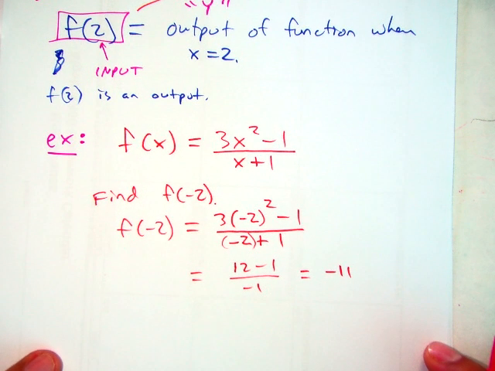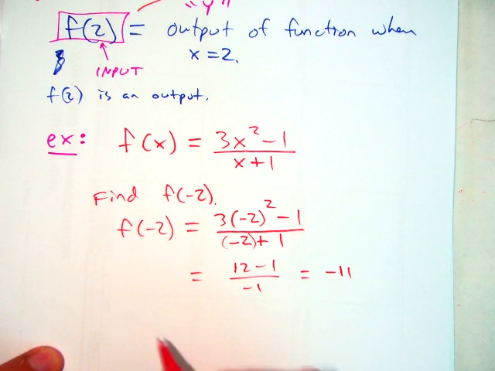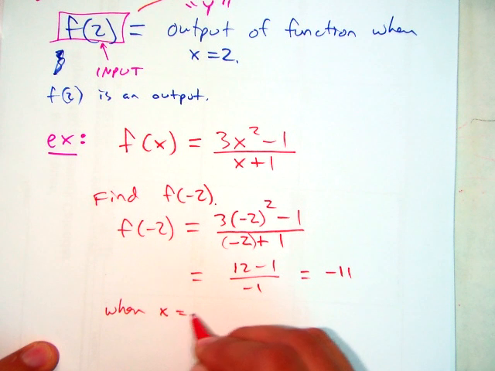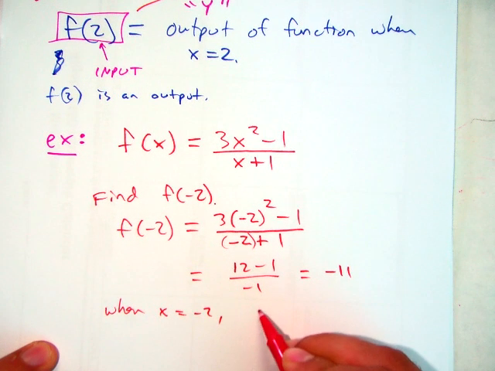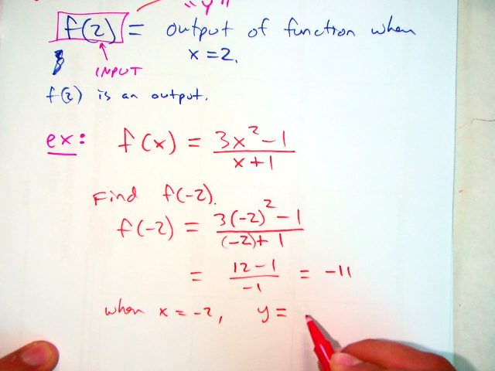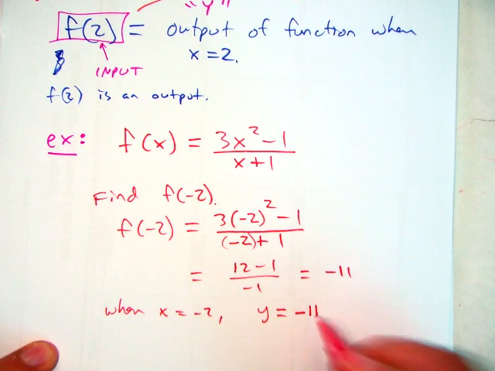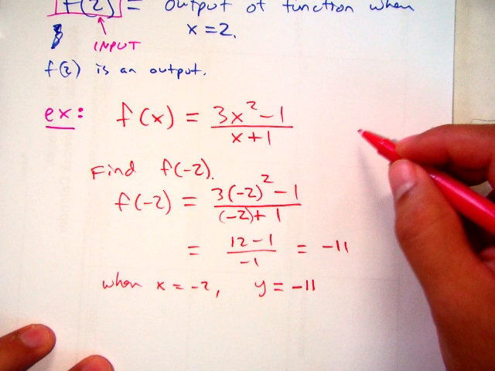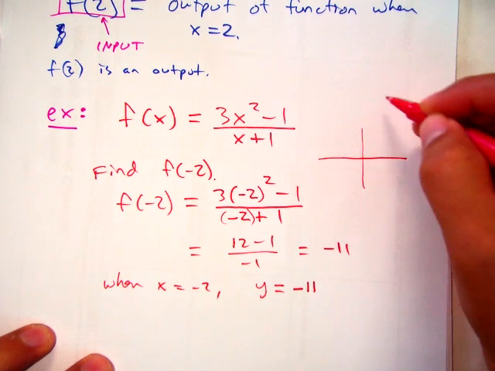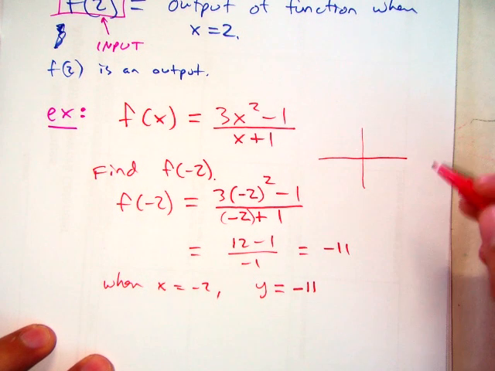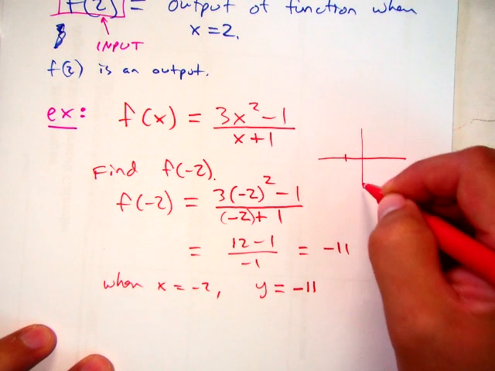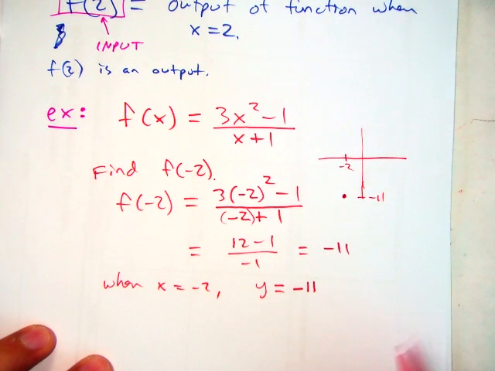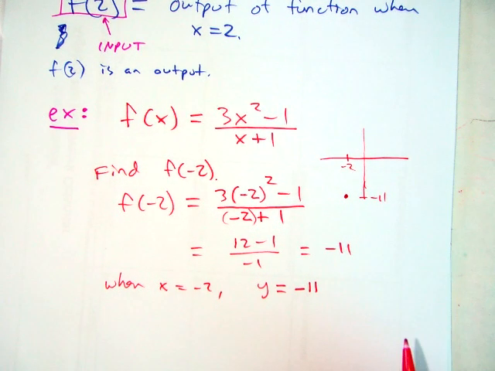Okay. So what this means, again, is that when x is negative 2, what's y? y is negative 11. So on the graph, I don't know what f(x) looks like necessarily, but I know that (-2, -11) is part of that graph. Okay?